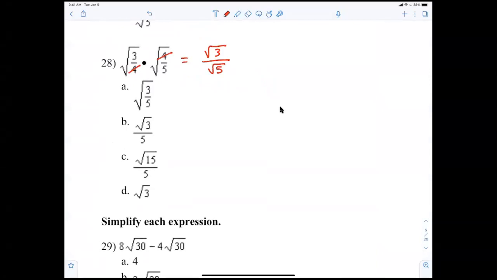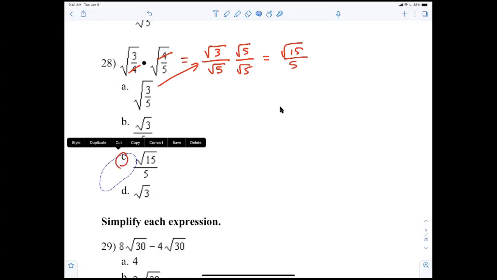Now A is the same as that. But in math, remember, you're not allowed to have square roots in the denominator. So we rationalize the denominator by multiplying the top and bottom by the square root of 5. And when we do that, we end up with the square root of 15 over 5. Now remember, you cannot reduce that because one's irrational and one is rational. So the correct answer here after all that is C.